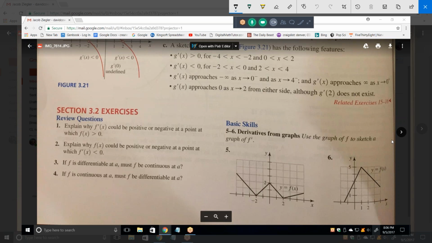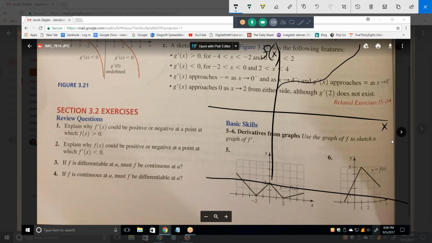Okay. Explain how f prime of x could be positive or negative at a point at which f of x is greater than 0. Well, let's start with f of x and x. And let's draw a curve like that. Okay? Now, let's go down here, and we'll call this f prime of x.